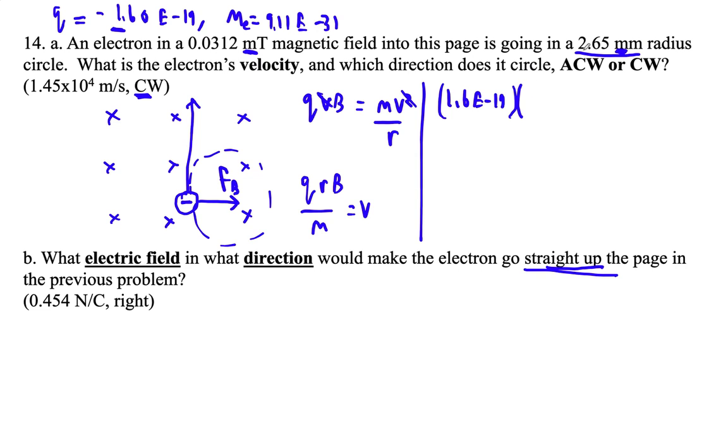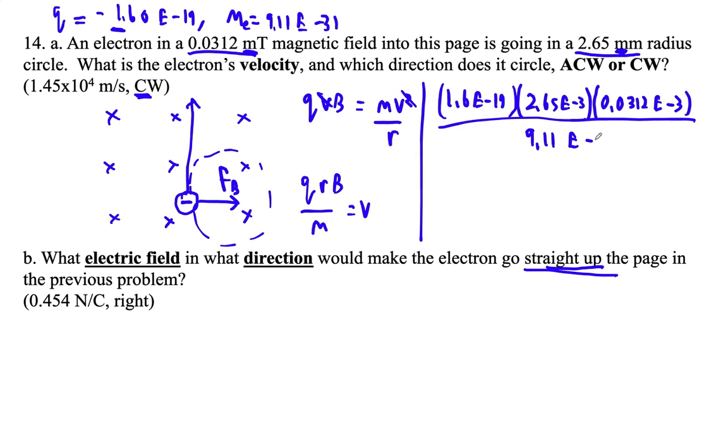So r is 2.65 e minus 3, and then milliteslas. I'm not even going to try to move the thing, I'm just going to go 0.0312 e minus 3. You could move the decimal place three places. And then what's the mass? The mass is 9.11 times 10 to the minus 31st. So let's type that in.